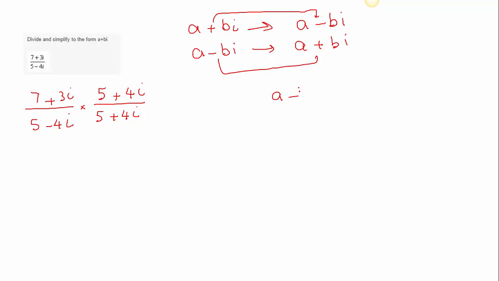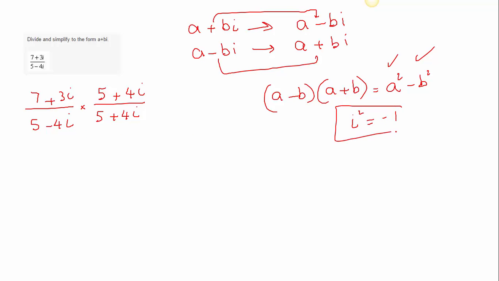Remember, when you multiply a minus b times a plus b, you end up with a squared minus b squared. By getting a square here and a square here, what happens to the i? I becomes i squared, and i squared is negative 1. And therefore, no more i's in the denominator. We get rid of the i from the denominator, and that way we can write the equation as a plus bi.